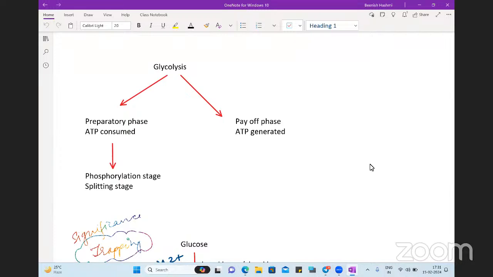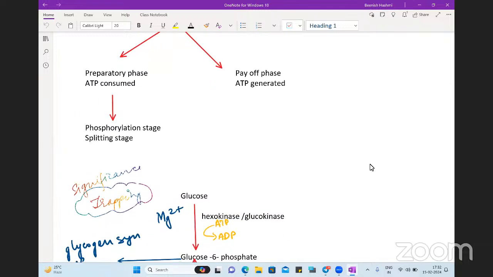So glycolysis can be divided for our understanding into two phases, the preparatory phase and the payoff phase. The preparatory phase is where it's preparing itself to generate ATPs. So it is consuming ATP in that phase, and the payoff phase is where your ATP is generated. Now, again, the preparatory phase can be split up into two stages, the phosphorylation stage and the splitting up stage.